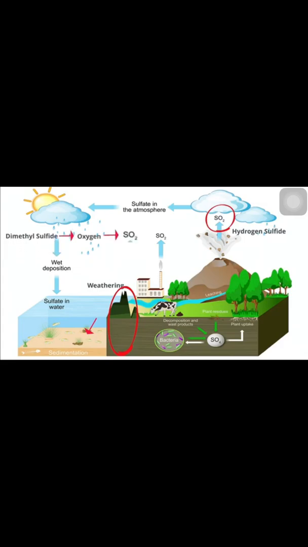Sulfur dioxide gas also forms when dimethyl sulfide reacts with oxygen gas. The burning of fossil fuels also releases sulfur dioxide into the atmosphere. Sulfur dioxide reacts with the oxygen in the atmosphere and creates sulfur trioxide.